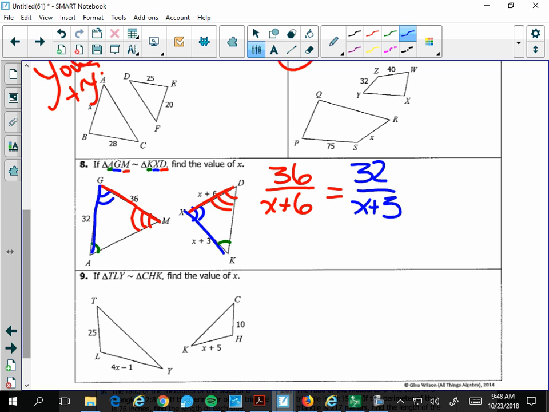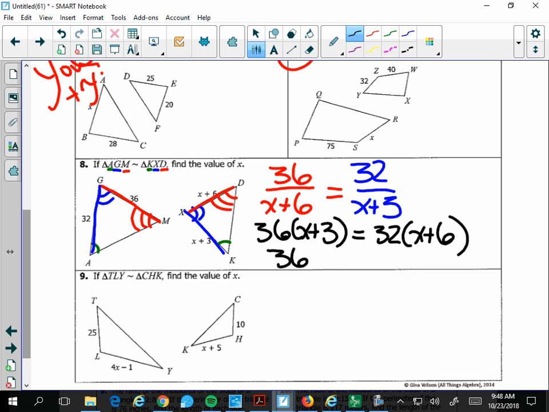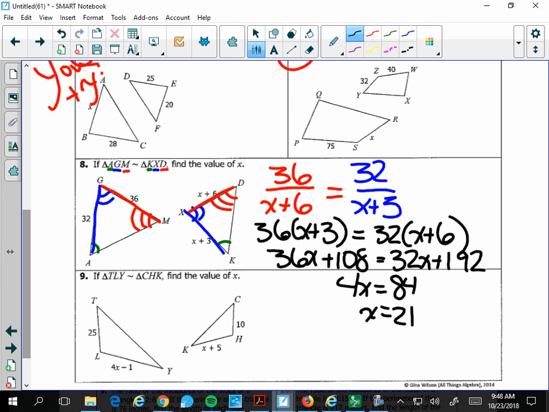And I think that's probably the trickiest part of these, actually setting up my proportions. Because now, I'm just going to solve this like I solved proportions in the previous lesson. I'm going to cross multiply. And solve that out. And when I do all that math, I'll come out with that. X equals 21.